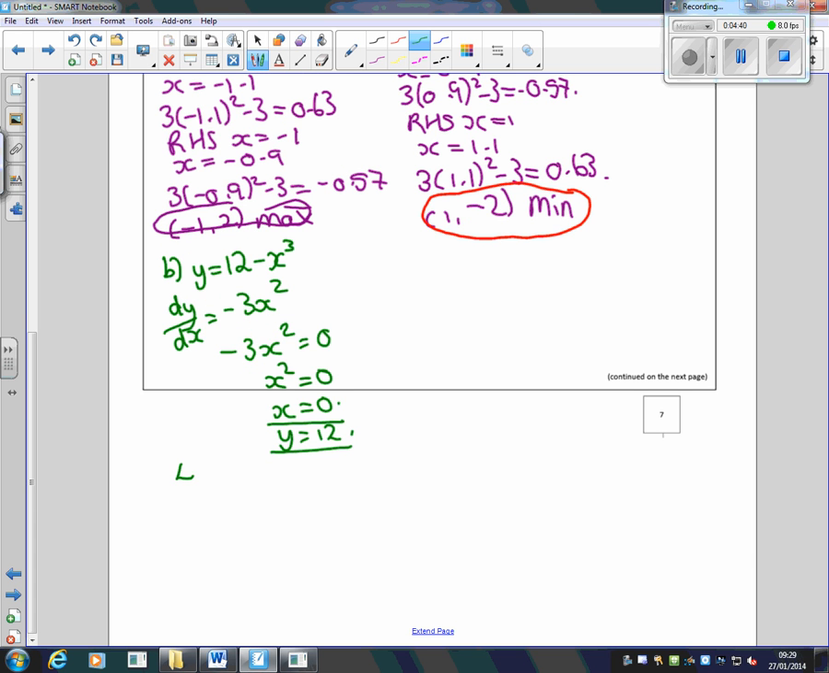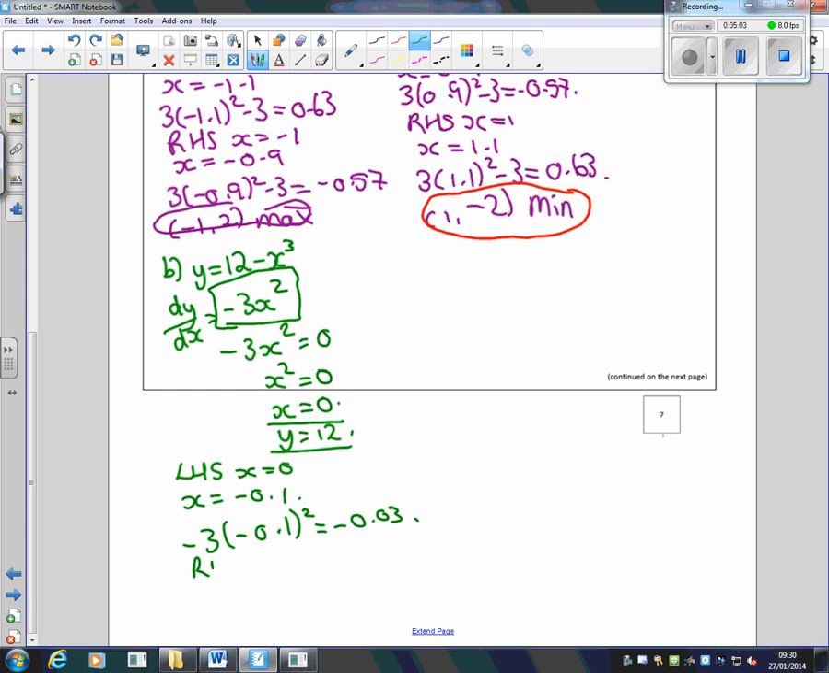We need to test the left-hand side of x equals 0, which would be x equals minus 0.1. Substituting that into minus 3x squared gives us a gradient of minus 3 lots of minus 0.1 squared, which gives us a gradient of minus 0.03.